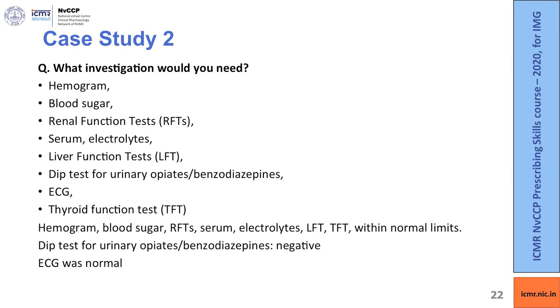With the patient presenting like this, we need to do certain investigations which include a hemogram, a blood sugar, renal function test, serum electrolytes, liver function test, a dip test for urinary opiate or benzodiazepine, an ECG and thyroid function test. So once the reports are available, we find that hemogram, blood sugar, renal function test, serum electrolytes, liver function test, thyroid function test are within normal limit. The dip test for urinary opiates and benzodiazepine is also negative. The ECG is also normal.